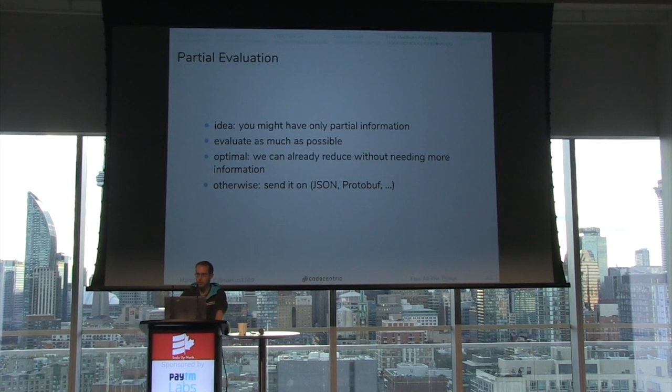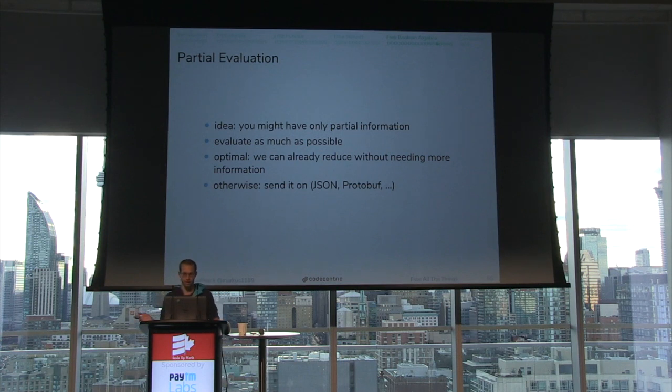Okay, so the idea of partial evaluation is that you might not have all of the information required to run your predicate to get true or false. But you still want to evaluate as much as possible, and then maybe you send the predicate on or get additional data from somewhere else. In the optimal case, you can already reduce it to true or false in most of the cases. Then you can just forget about loading the additional information.